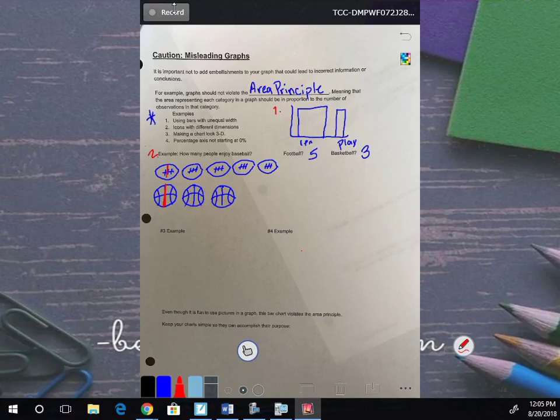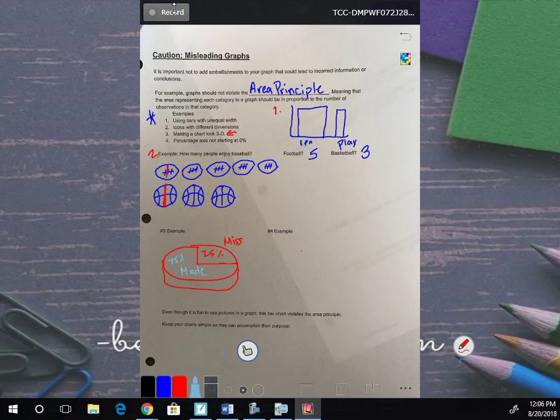Example number 3 is to not make the charts look 3D. Meaning, for example, I'm going to try to make a pie chart that looks 3D. No, it's not going to be perfect, but like I already said, this isn't art class. I'm going to say this is 25% miss. Well, this is, oh gosh, 75% made.